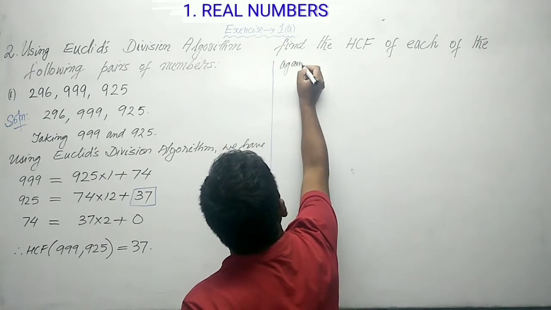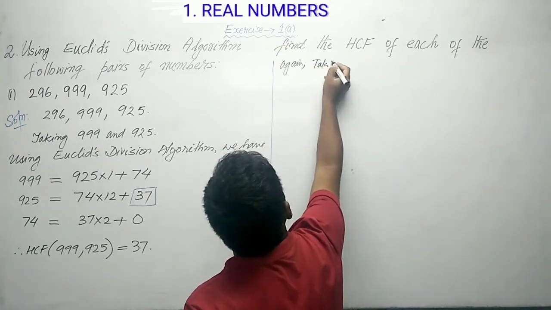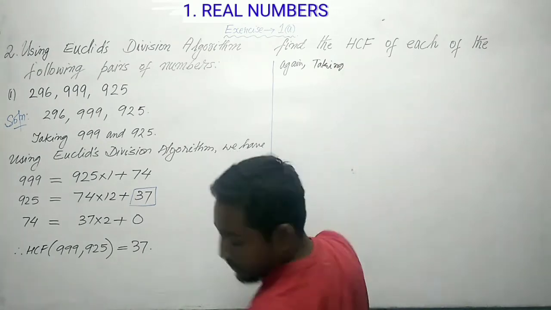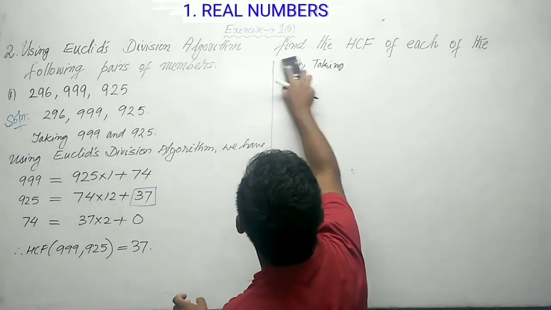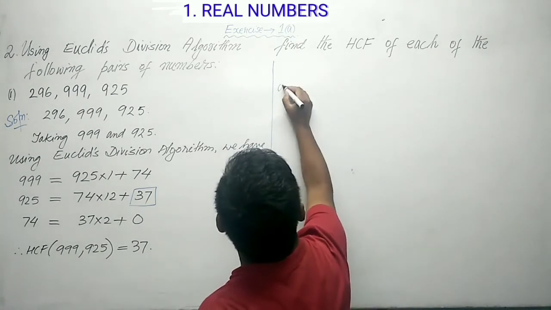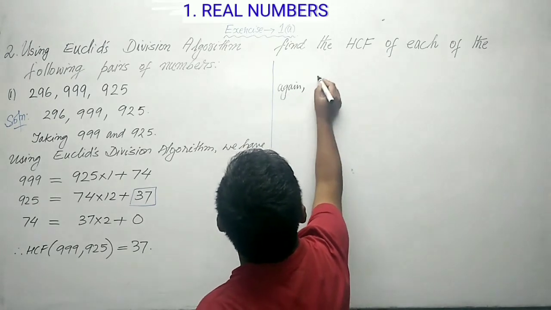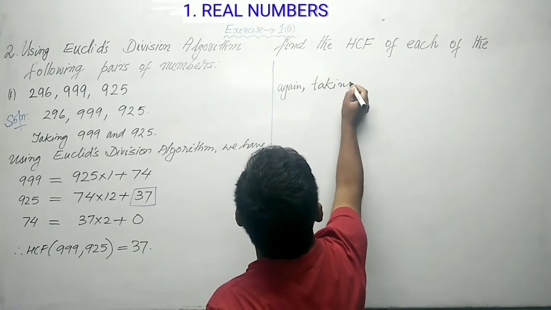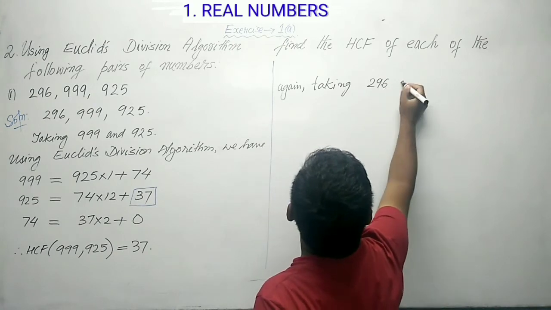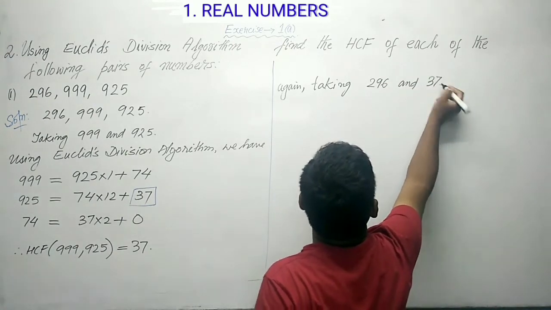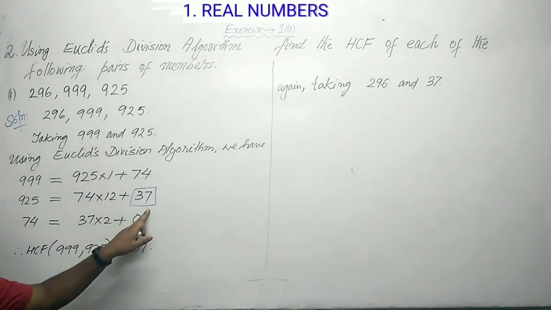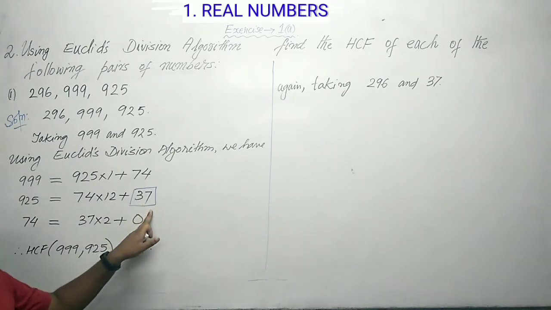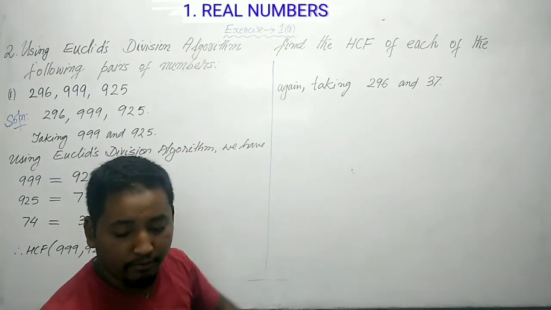Again, taking 296 and 37. Why 37? Now 37 is the HCF. And why have we taken HCF? Because we are finding the HCF.